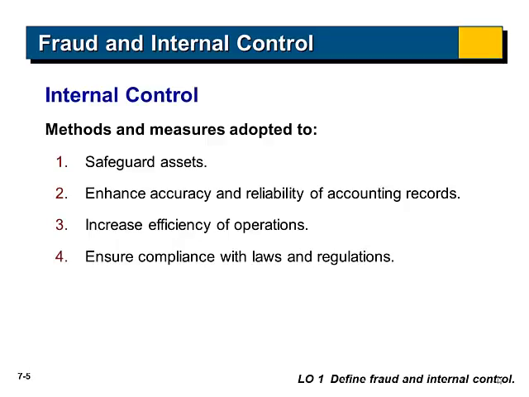And so there are different methods and measures that minimize fraud, and these are adopted to safeguard assets, to protect assets, to enhance the accuracy and the reliability of accounting records. They are also adopted to increase the efficiency of operations to make sure things are running smoothly, and to ensure compliance with any laws or regulations that they have to adhere to.